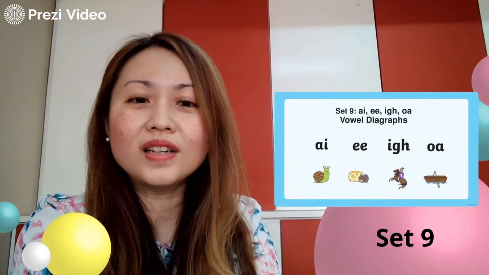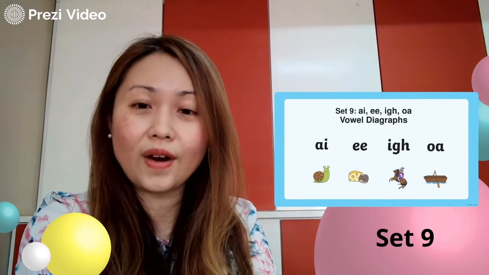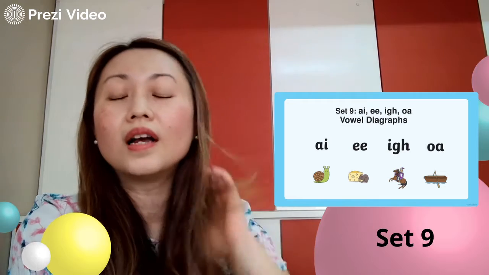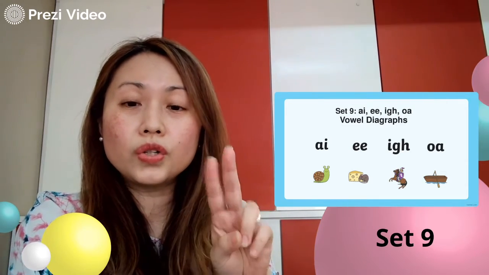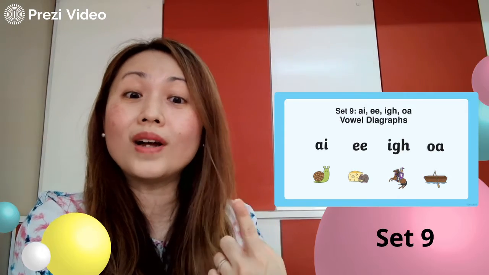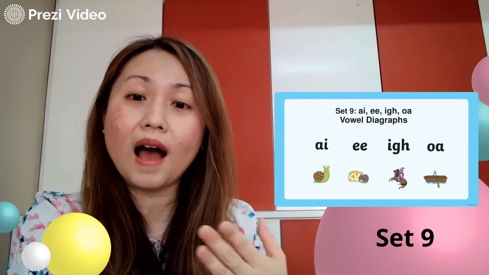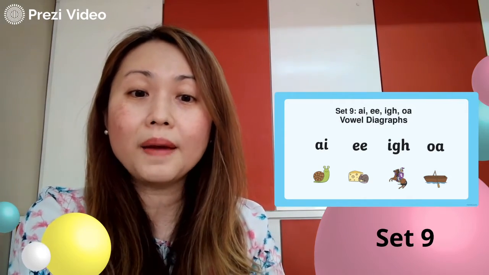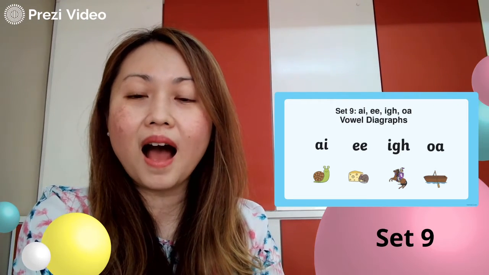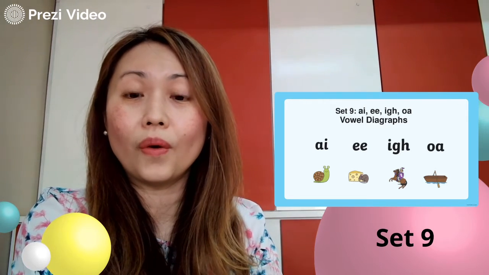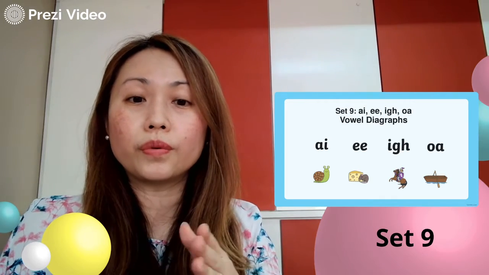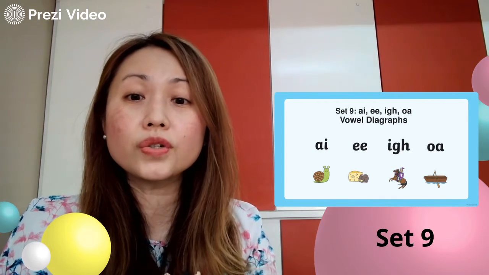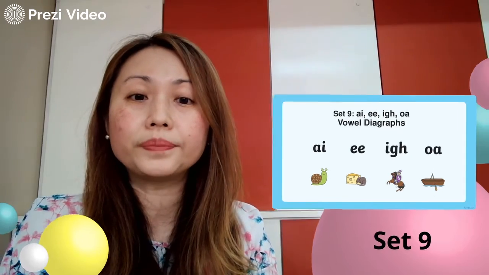Moving on to vowel digraphs. Consonants are non-vowels, and for a vowel digraph, again, 2 letters form one single sound. So you have sounds like ai, ee, igh, and oa, like goat. Feel free to go through visuals with these sounds with your child.